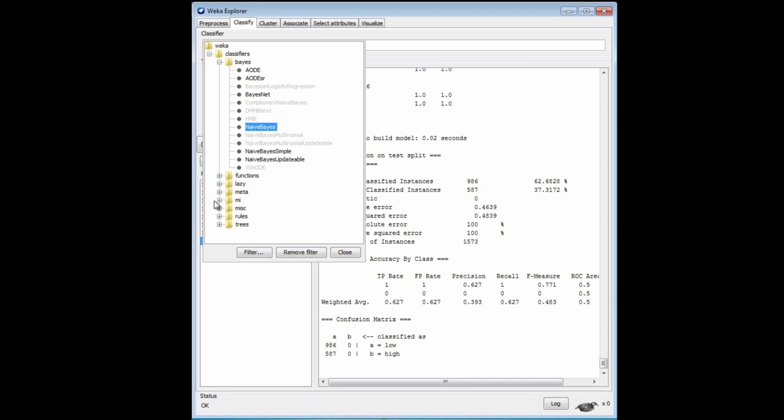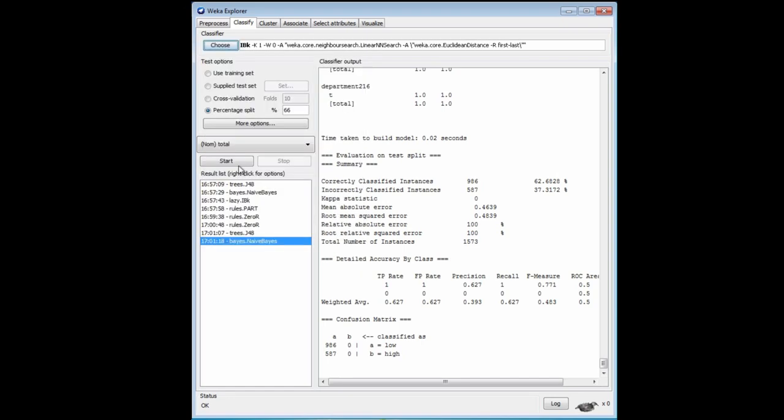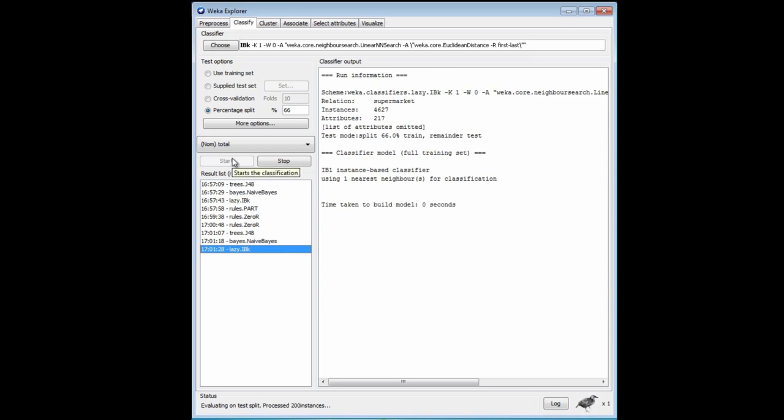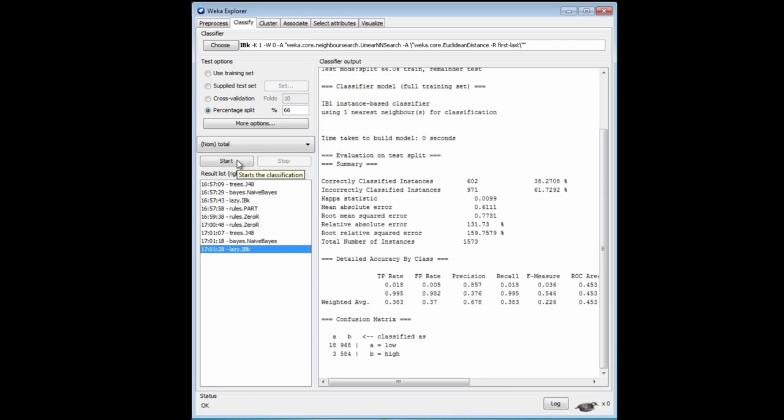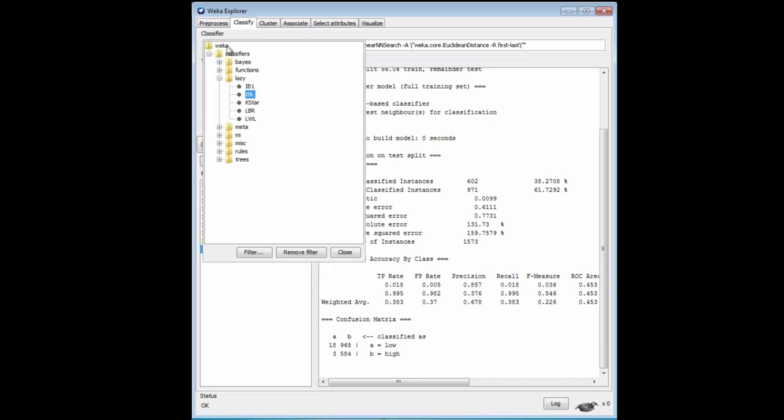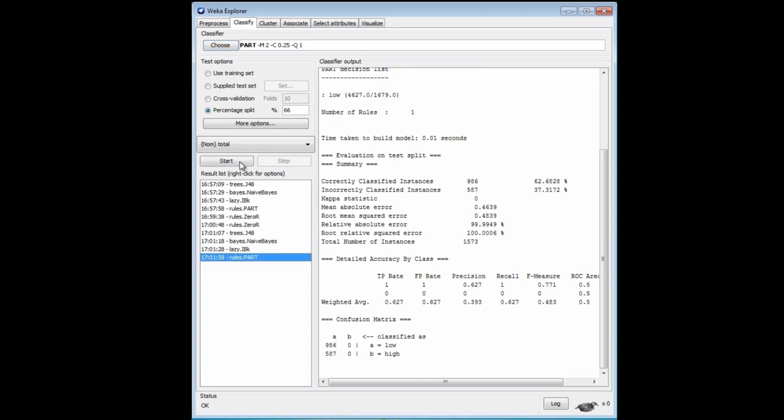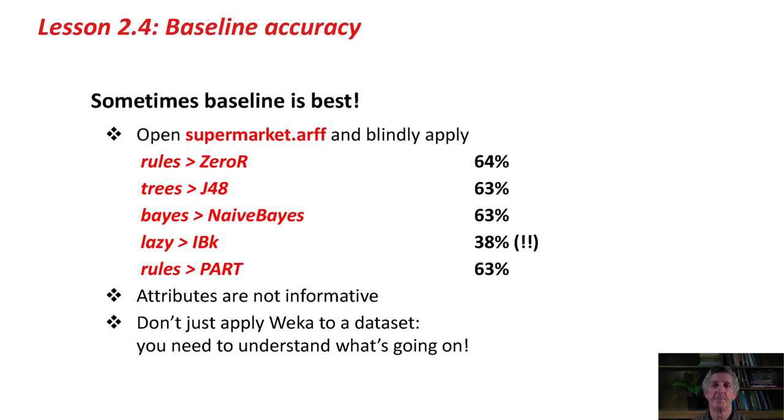If I choose IBk, that's in lazy IBk, this is going to take a little while here. It's a rather slow scheme. And here we are, it's finished now. Only 38%. That is way, way worse than the baseline. And we'll just try partial decision rules. And here we get 63%. So the upshot is that the baseline actually gave a better performance than any of these other classifiers, and one of them was really atrocious compared with the baseline.